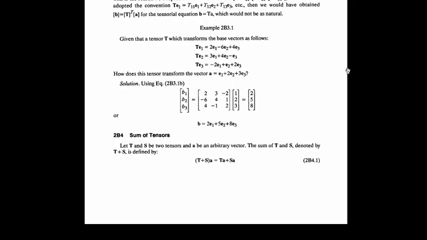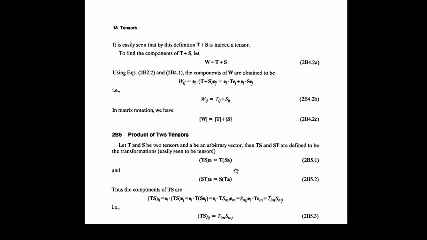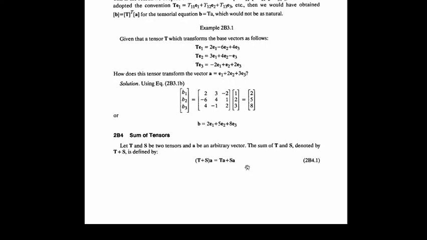Suppose that we have two tensors T and S, and we have an arbitrary vector A. Then the sum of these two tensors will be defined by equation 2b4.1, that T plus S will act on A and give us T of A plus S of A. Now we have to show that T plus S is a tensor.